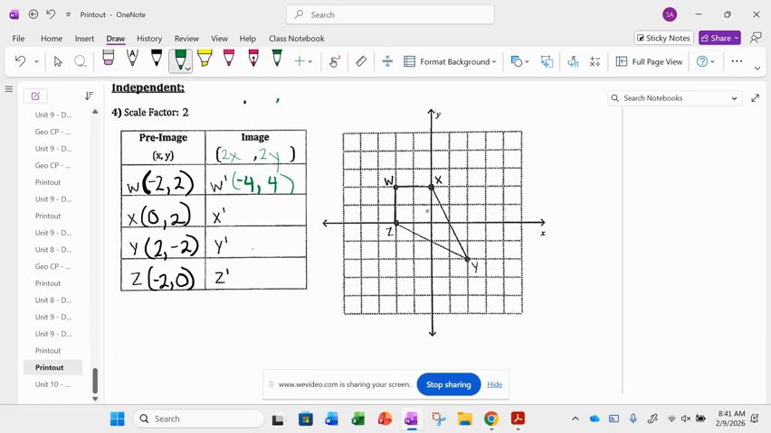So now we plot that. So we're at -4, +4. That's W prime. And then 0 times 2 is 0. 2 times 2 is 4. So now we're at 0, 4, for X prime. And now 2 times 2 is 4. -2 times 2 is -4. So we're at 4, -4.